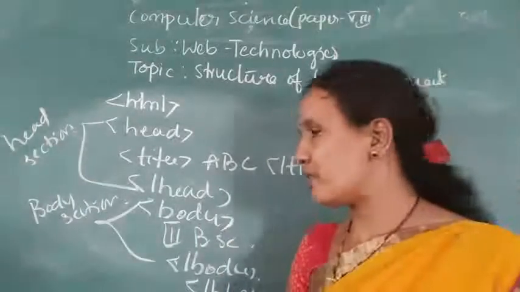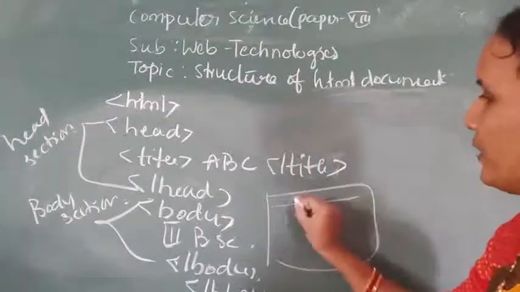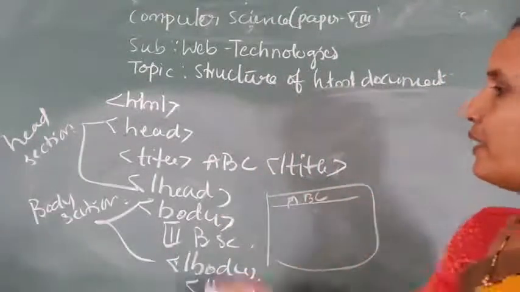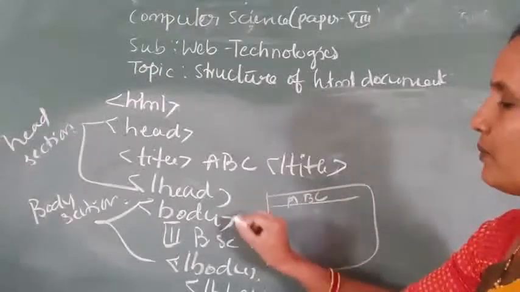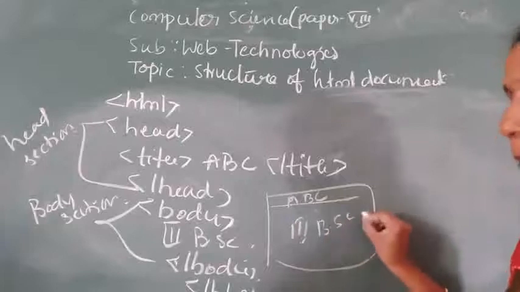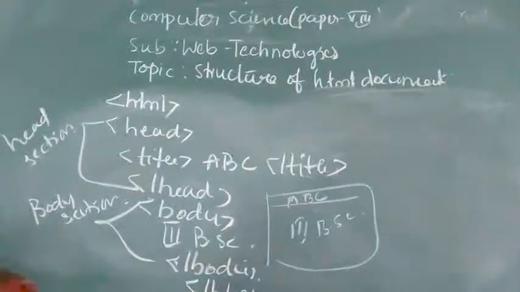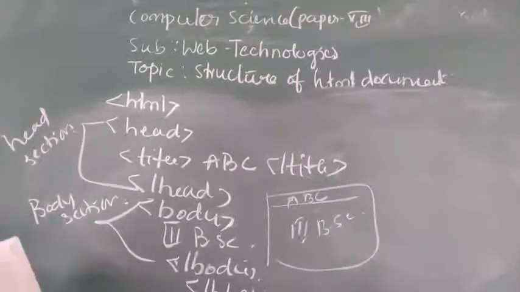You note this down. What is the output of this? The title is ABC, and that will be displayed on the title bar. Next, what is the body section content? This is the content. You take a screenshot of this, and I will explain the programming structure of HTML in the system now, after this.